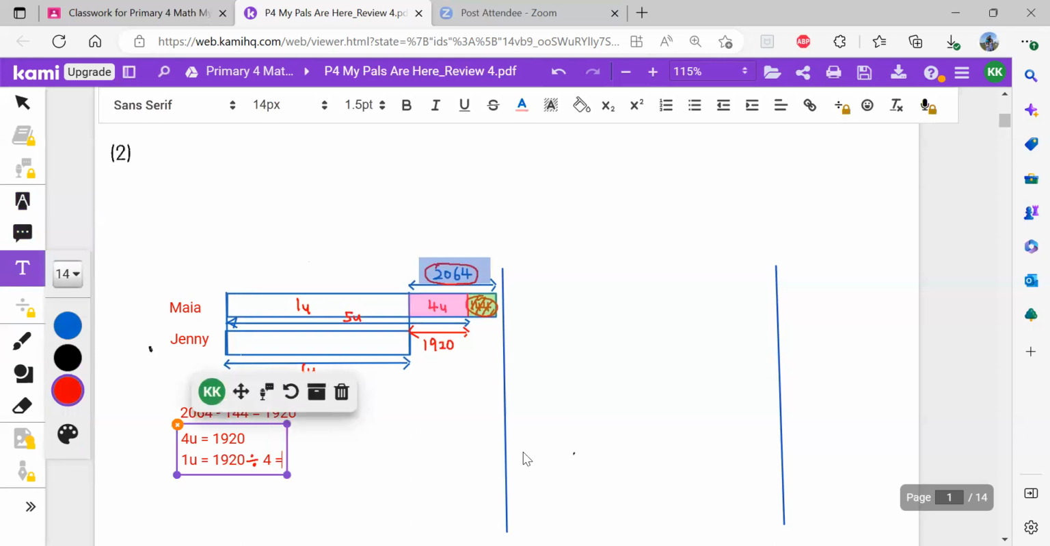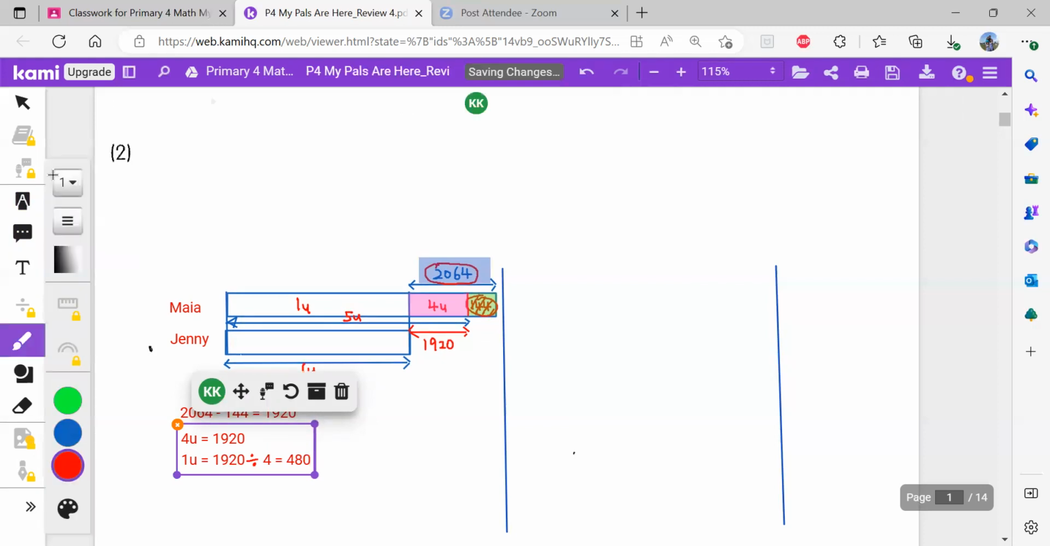1920 split equally into 4 equal parts will give me 480. You're wondering how I do that? Of course, you can do long division, 1920 divided by 4. So this is 480. Now once I have found 1 unit, we are ready to look at the question.